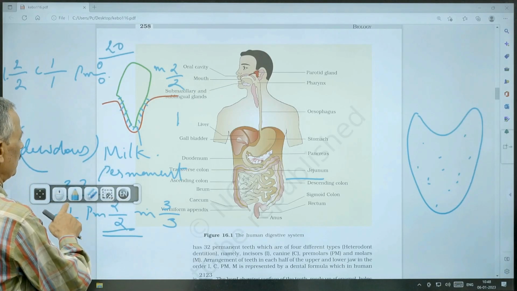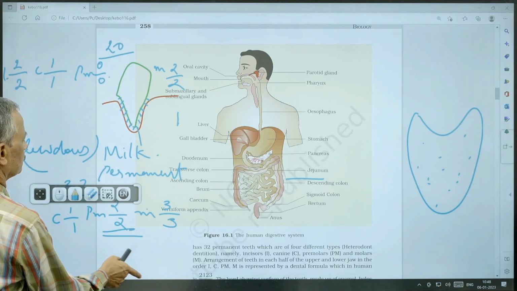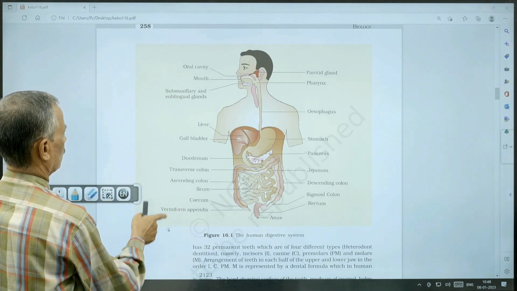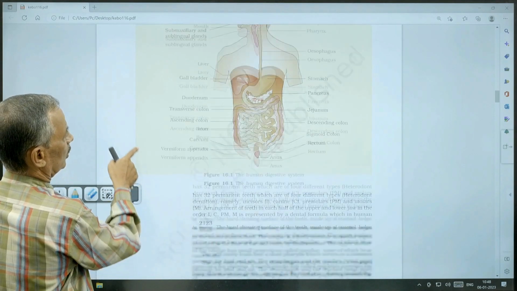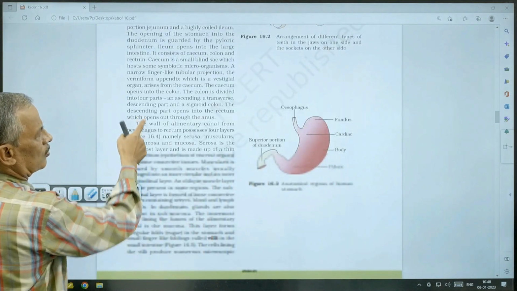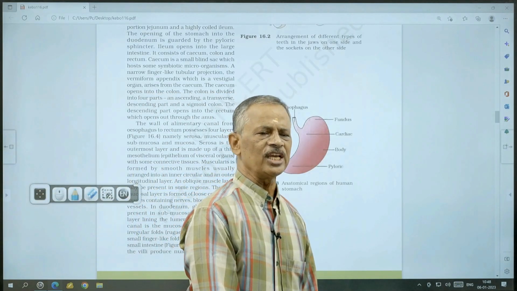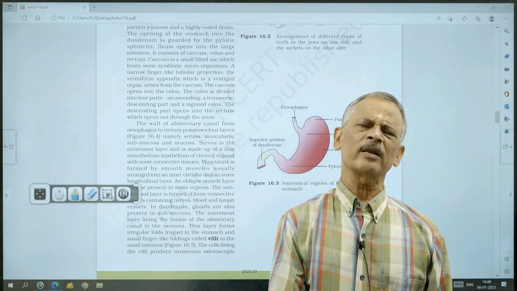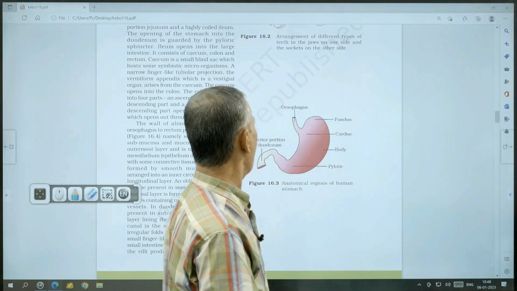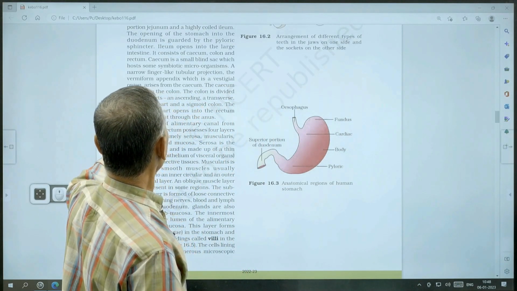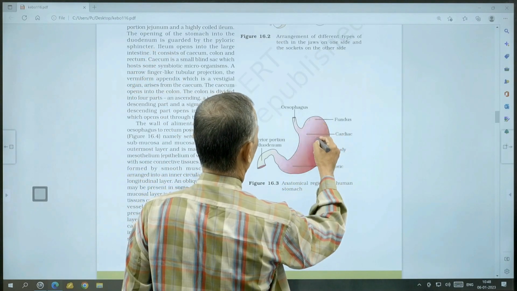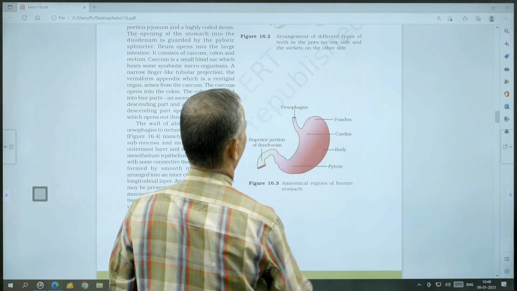Now, coming to the stomach. Stomach is the widest part of the alimentary canal, which is a J-shaped structure, whose walls are thick and highly muscular. Stomach has 4 parts. What are they? Stomach is having 4 parts. 1. The part to which esophagus opens is called cardiac stomach.